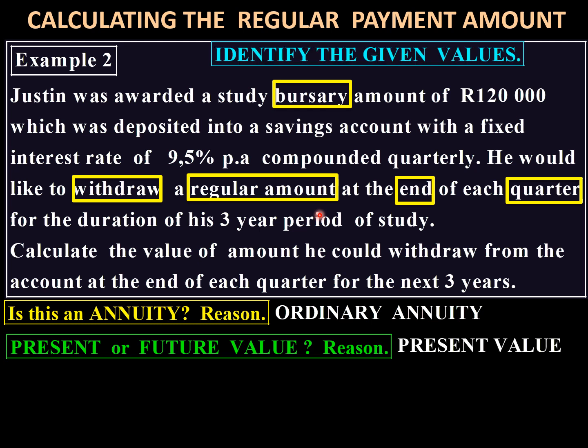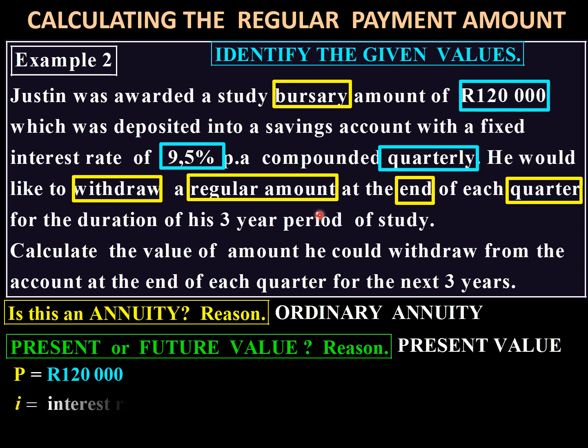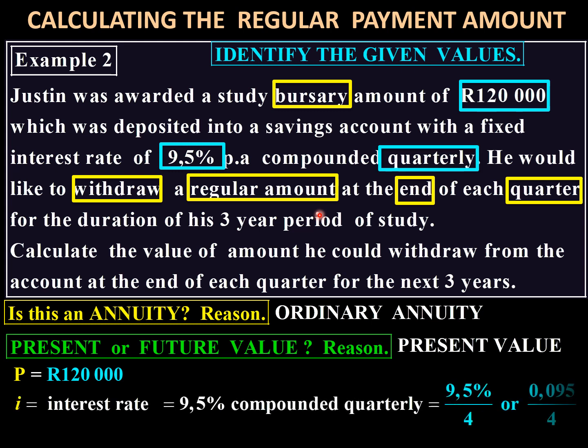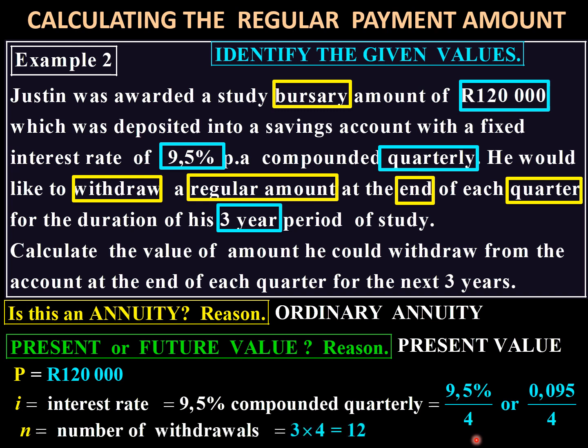Now let's identify some of the given values. 120,000, that represents the present value. The 9.5, and it's quarterly, so it's 9.5 divided by 4. So it's 9.5% over 4. And then 3 years, so that's 3, and it's quarterly. 3 times 4 is 12. So there we have everything.